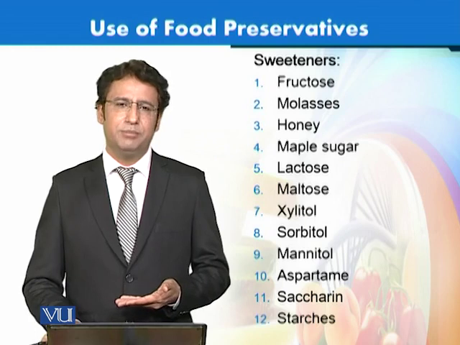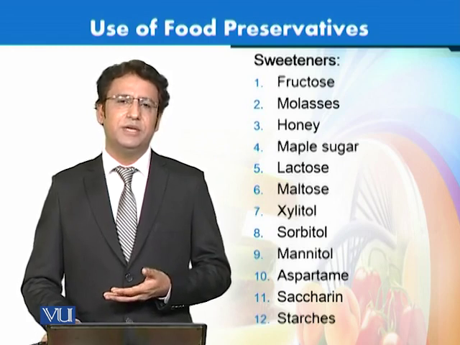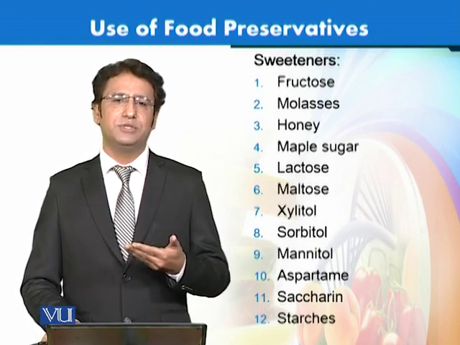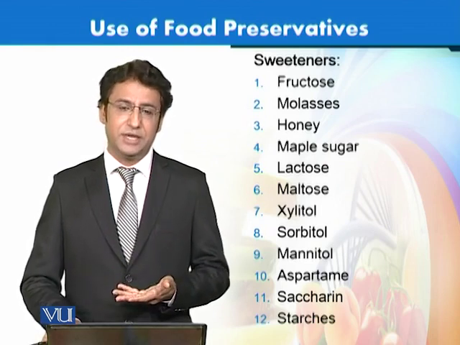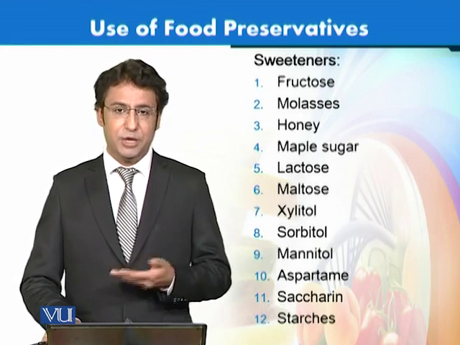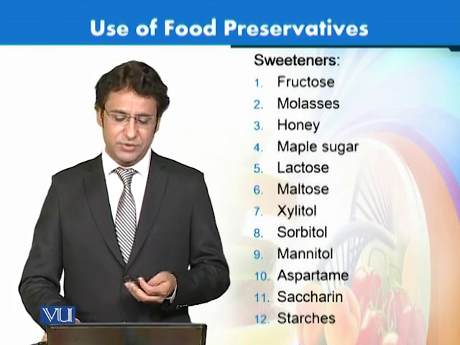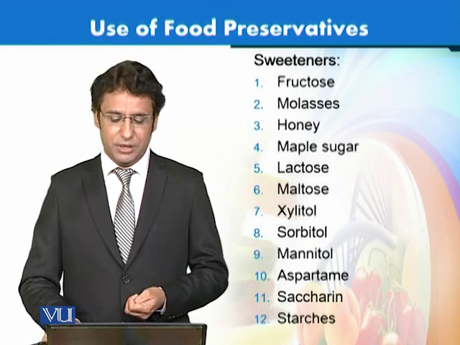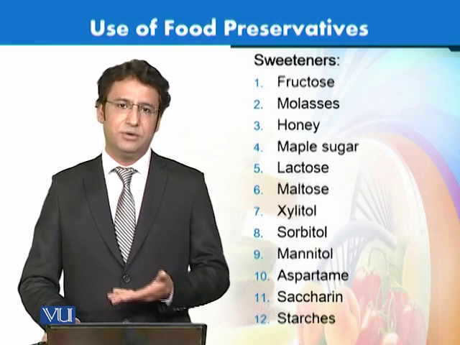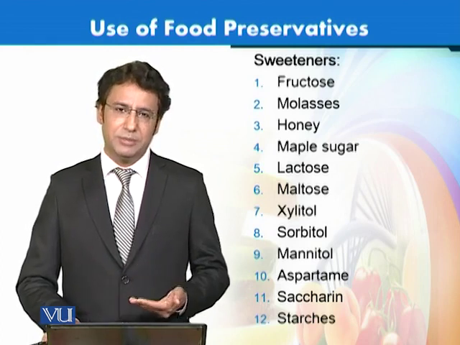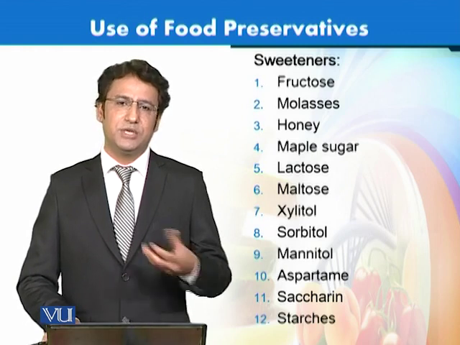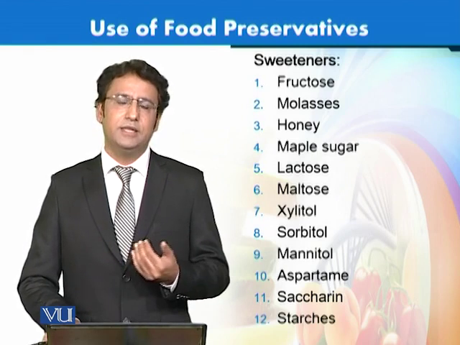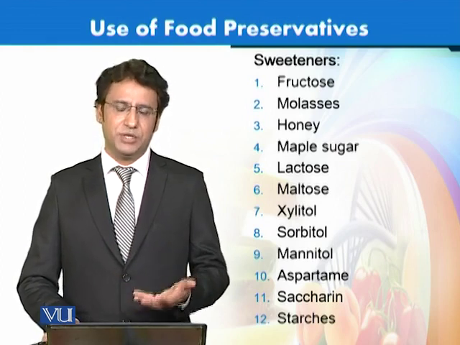The sweeteners are a big class of additives which are added. They all have different chemistries and come from all different sources. A few examples of the sweeteners that are used can be fructose, that comes from most of the fruits. Molasses comes from sugar cane, mostly as a byproduct in the sugar industry. Honey is a good natural sweetener. Maple sugars are a natural sweetener. Lactose from milk, maltose from malt or other barley products. Xylitol, sorbitol, mannitol, these are all artificial sweeteners. Aspartame, saccharin, these are all artificial sweeteners which add sweetness to your food, but they do not add much to the calories. And then there could be different starches, they are used as sweeteners.